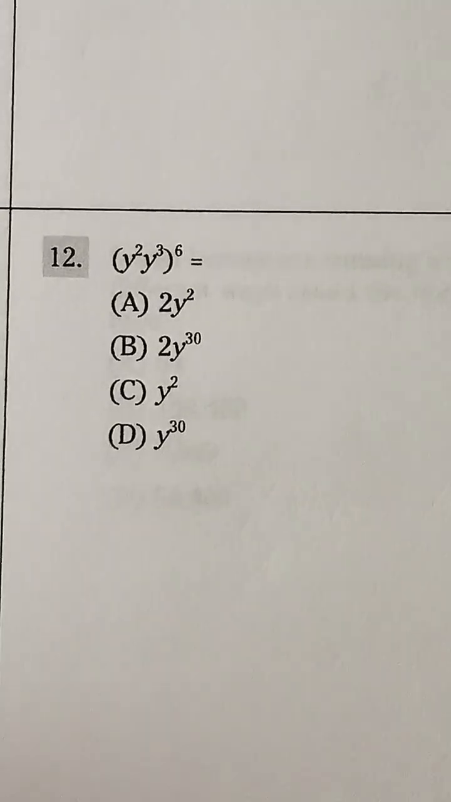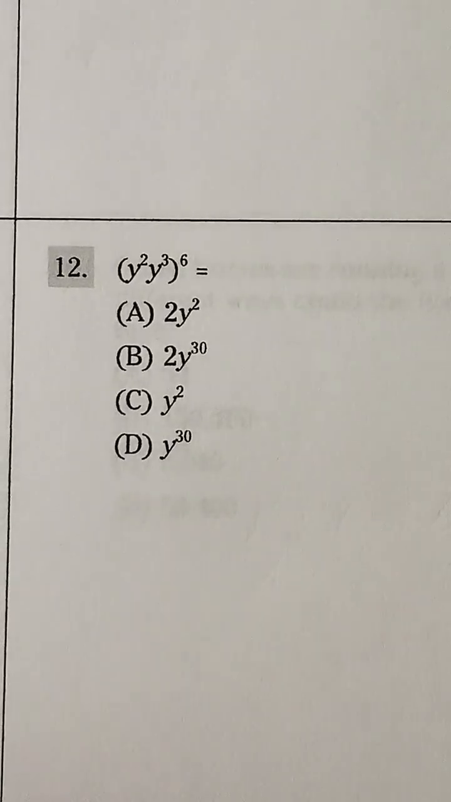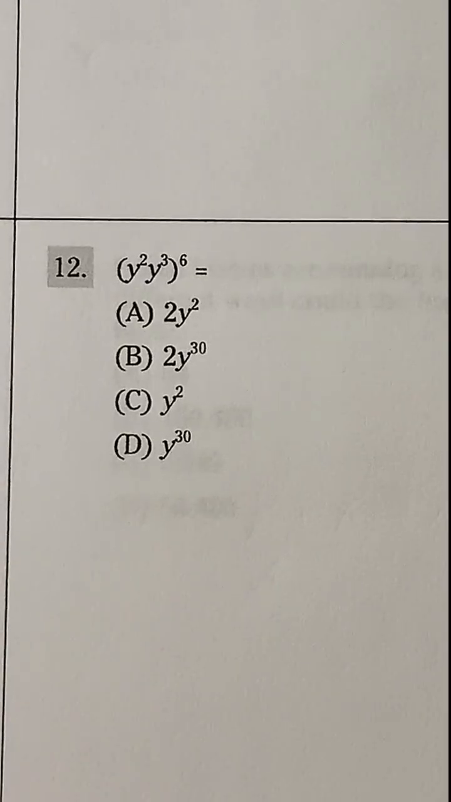All right. So another exponential one. Okay, I think you'll be able to see this one. So we have y squared, y to the 3rd, or y cubed, all raised to the 6th power. So is it A, 2y squared, B, 2y to the 3rd, C, y squared, D, y to the 30th?